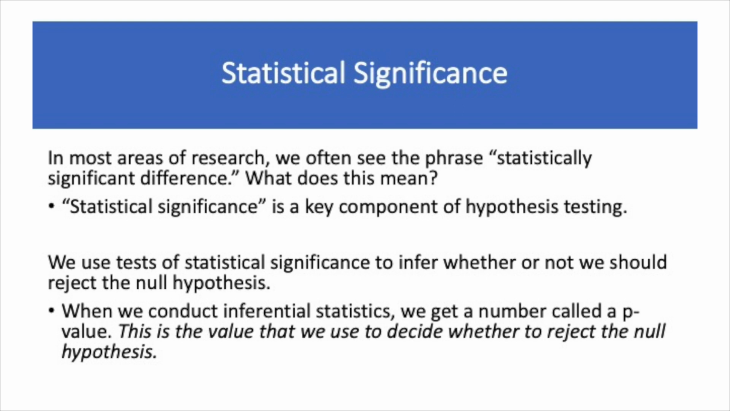Some of you have probably heard of, and if you did the readings, you should have read about p-values. When we conduct inferential statistics, we get a number that is called a p-value, and this is the value that we use to decide whether we're going to reject our null hypothesis. Okay? We'll talk about the actual statistical test that we do in order to get that p-value next week. But I do want you to know what a p-value is and what it tells us.